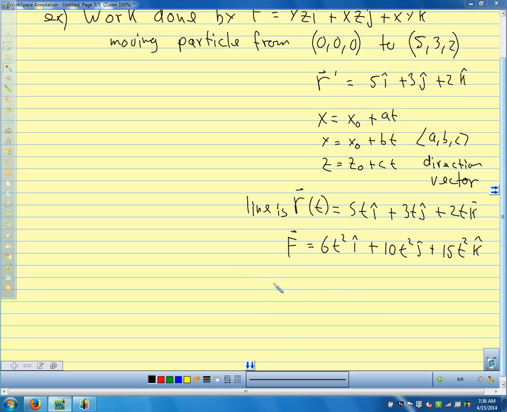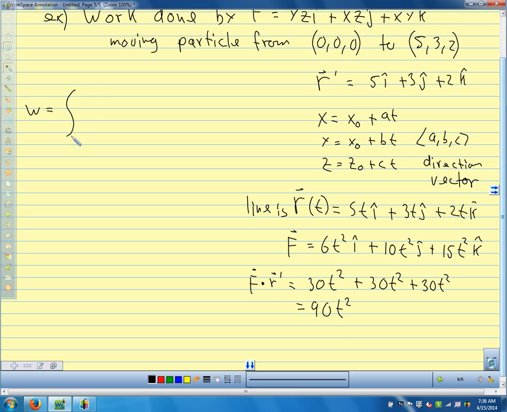And then we're going to integrate f dot r prime. And we decided r prime was this vector. We can also see that from here. So f dot r prime is going to be 30t squared plus 30t squared plus 30t squared. We get a 30t squared from each component. So I get 90t squared.